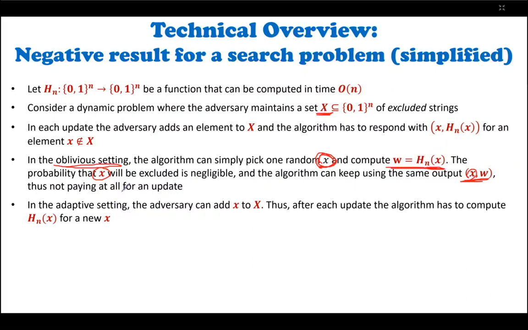But in the adaptive setting, on every time step, after the algorithm specifies its chosen x and its hash value, the adversary would just say, okay, then that goes into the forbidden set. And then in the next iteration, the algorithm must come up with a new x and compute its new hash value. So in the adaptive setting, the adversary forces the algorithm to compute a hash value per time step, while in the oblivious setting, the algorithm just computes one hash value for all of the execution.